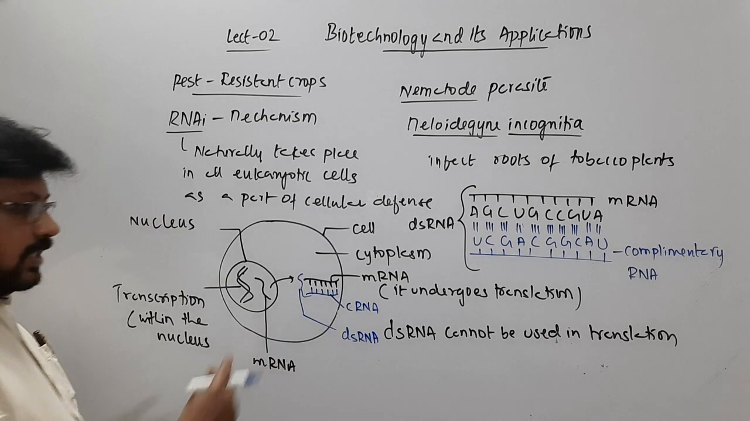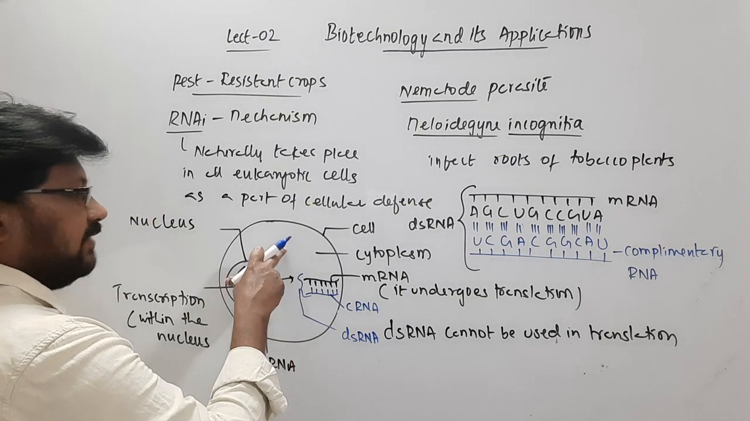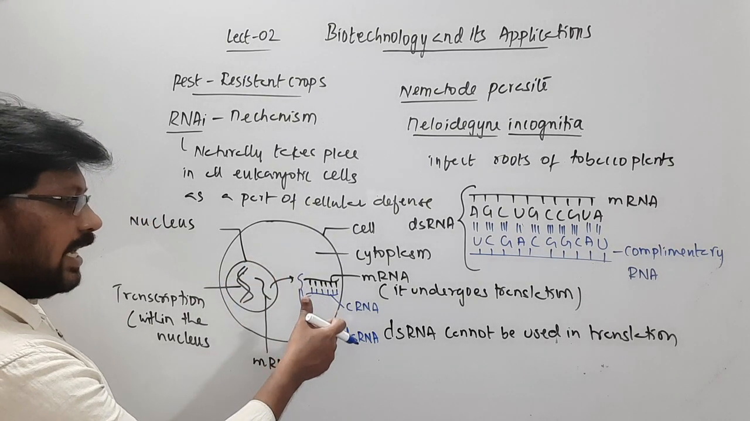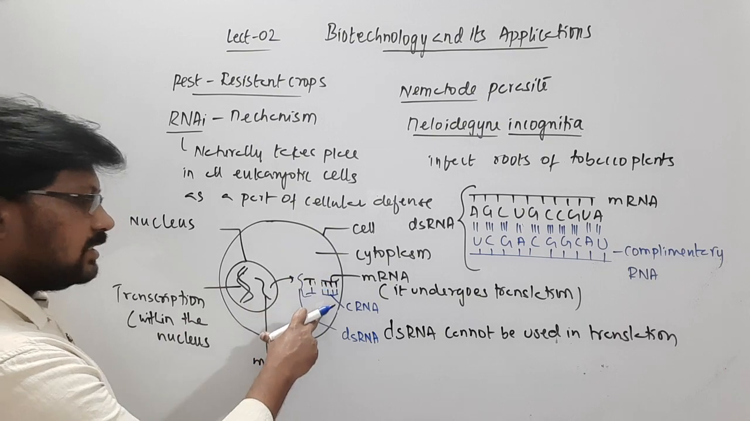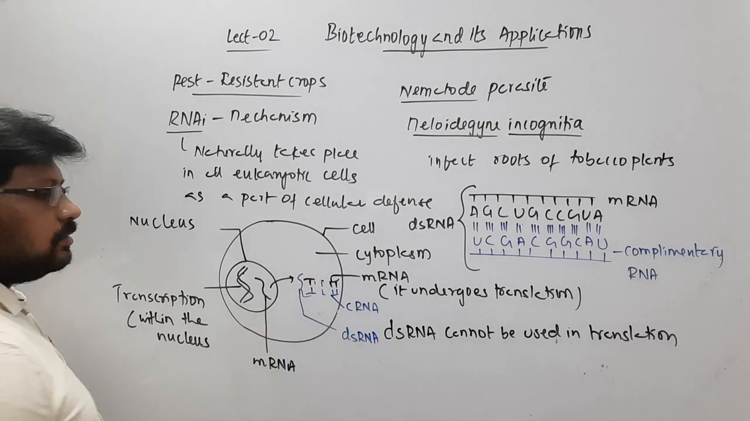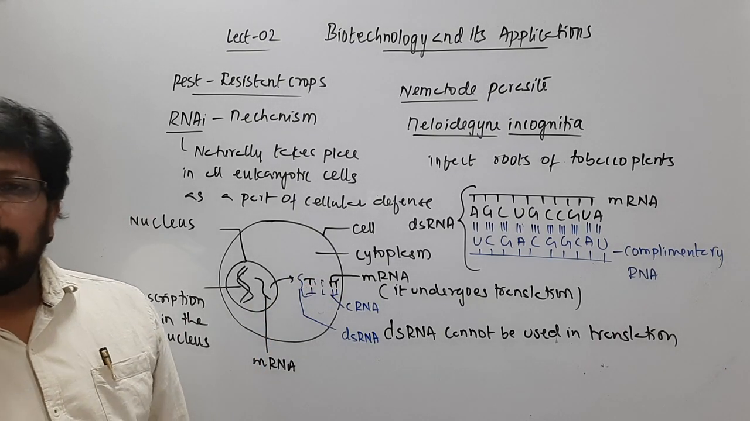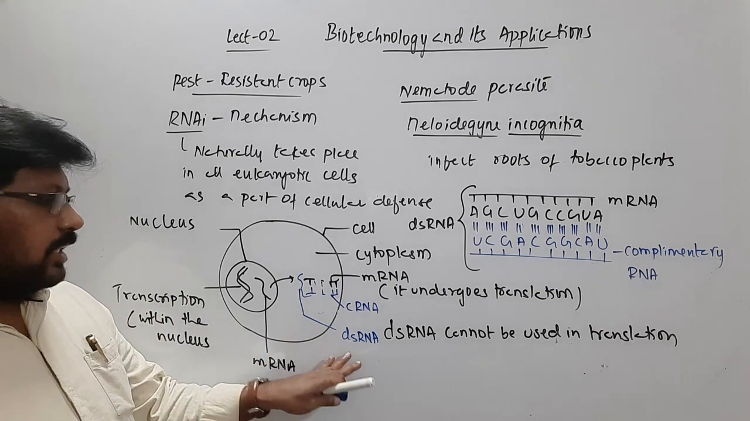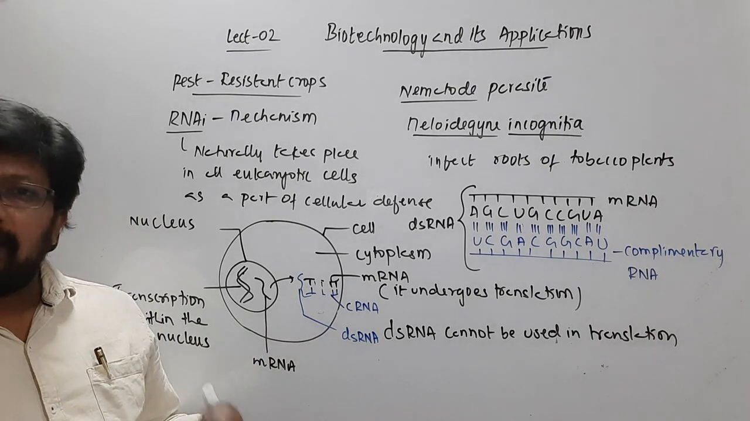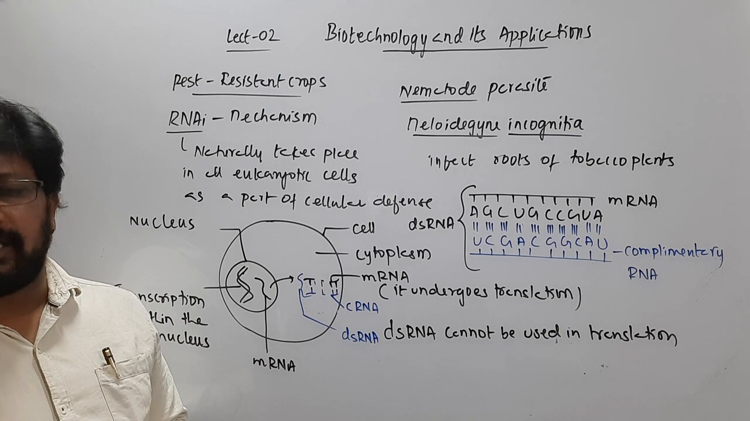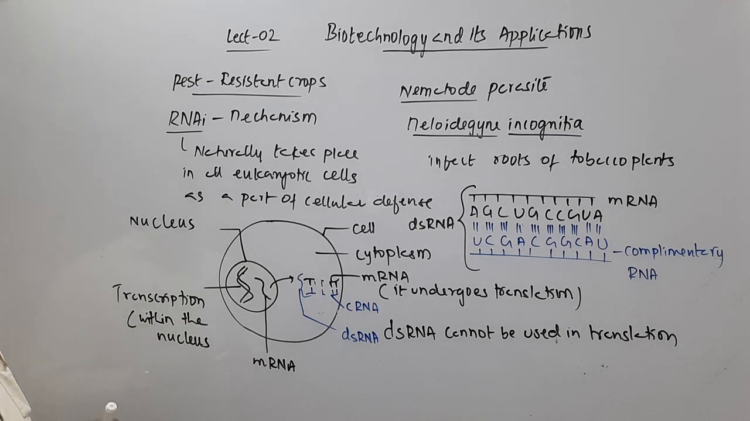Now the presence of the double-stranded RNA activates some other enzymes, and they are going to break this double-stranded RNA into fragments. So here this double-stranded RNA will never undergo the process of translation. So that's what the RNAi, which stands for RNA interference.